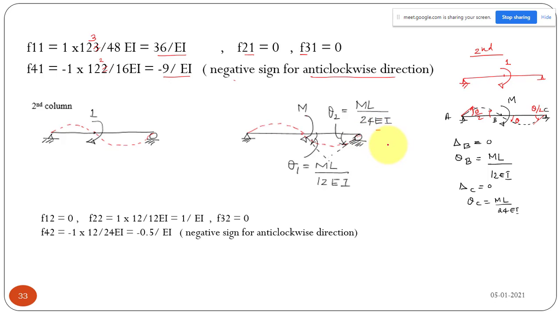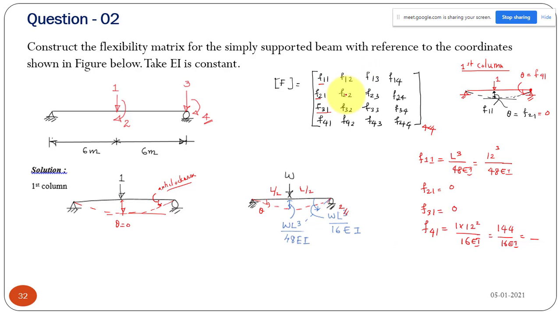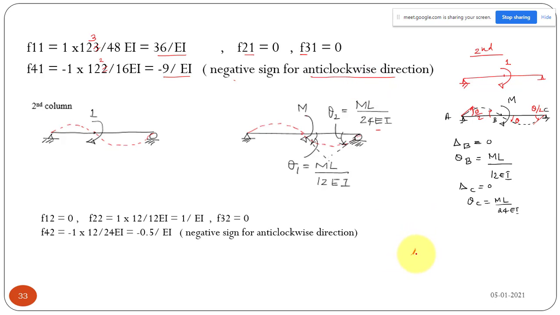Now we can directly and easily write the equations for the elements F12, F22, F32 and F42. This is my given case. We have a simply supported beam, and this is the first coordinate, second, third, and fourth. Apply this unit moment and find the displacement at 1. The displacement at 1 due to a unit moment at the midspan is your F12.